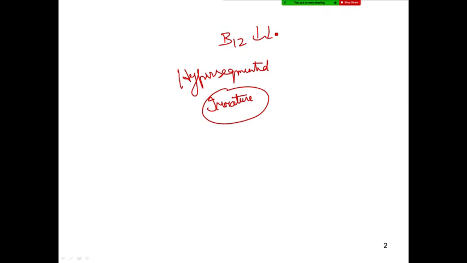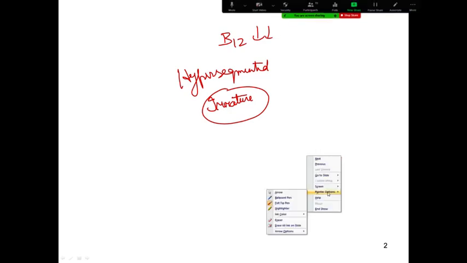Got it. Iron has nothing to do with the maturation process, right? It's B12 and folic acid. Is it just restricted to B12 or is folate included as well? It could be both, because both help in the cell maturation process. Okay, thank you. So that's about B12 and folic acid deficiency and the different types of anemias.